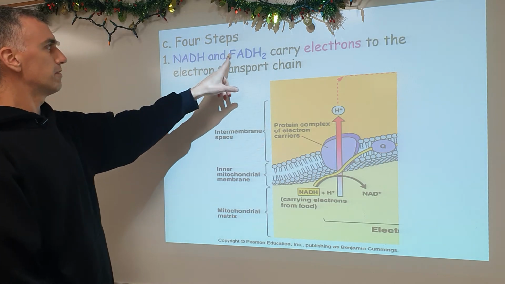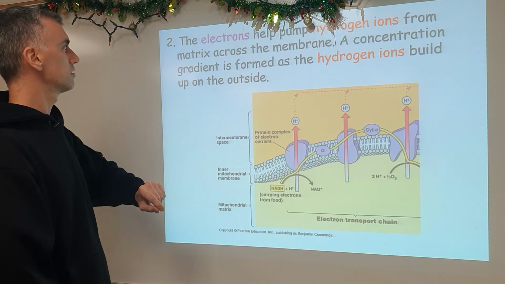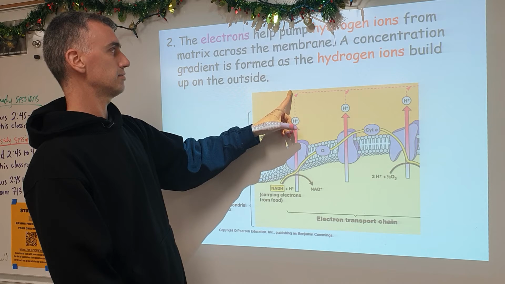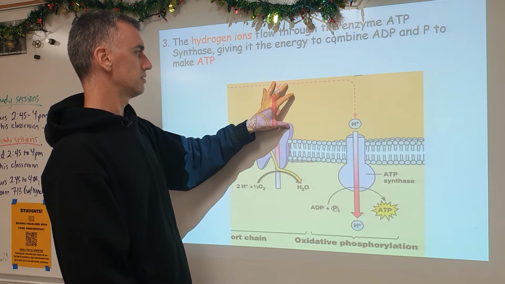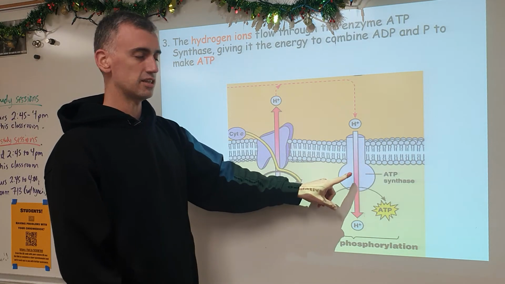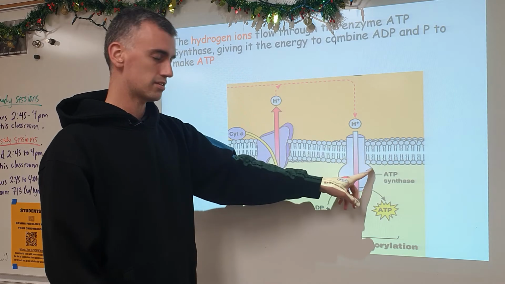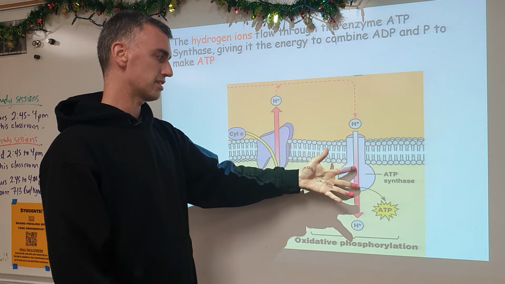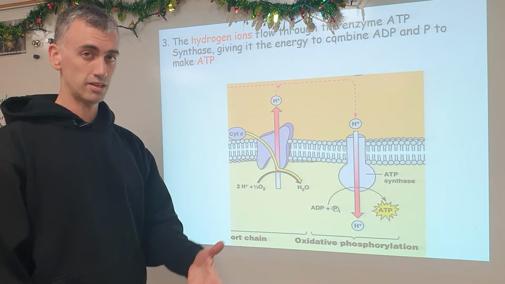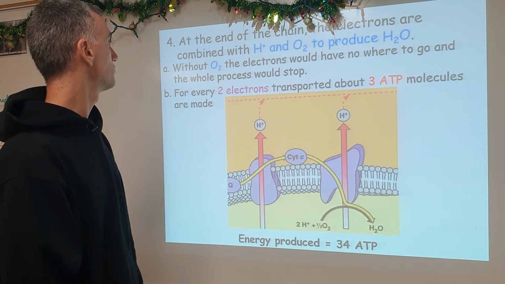So NADH and FADH2 carry electrons to the electron transport chain. The electrons pump hydrogen ions across the membrane. They build up on this side. Then they come through like a waterfall, turning this thing to produce ATP. This is called ATP synthase. It's the enzyme that does it, and then it produces the ATP, the energy. It's a very indirect process, but that's how it gets energy out of glucose.